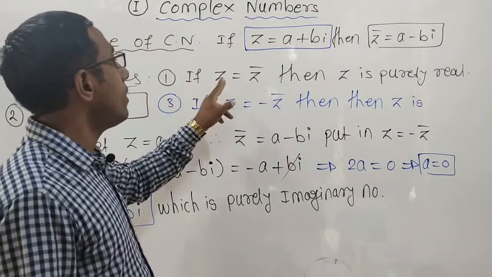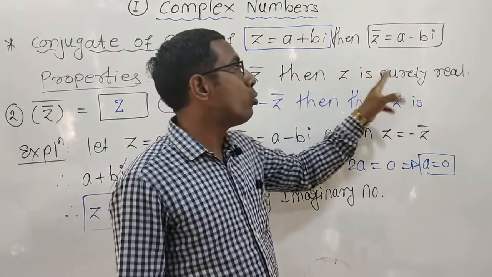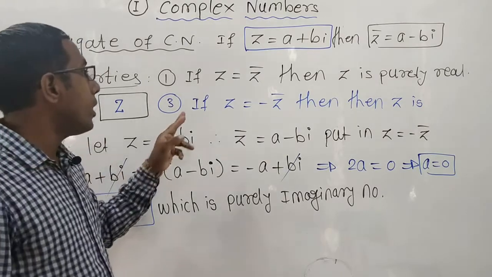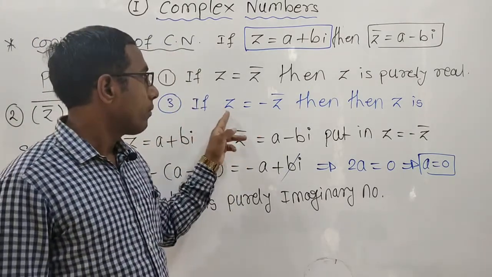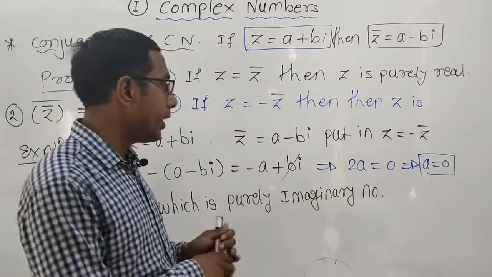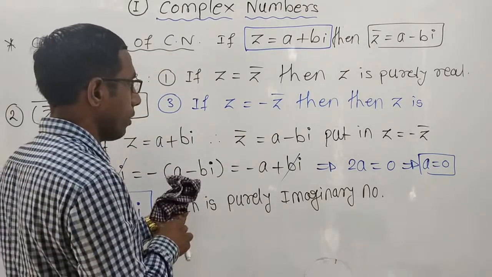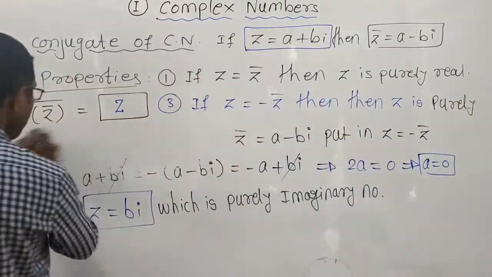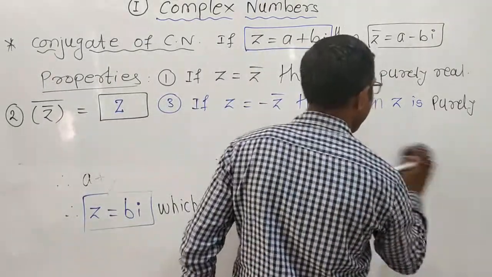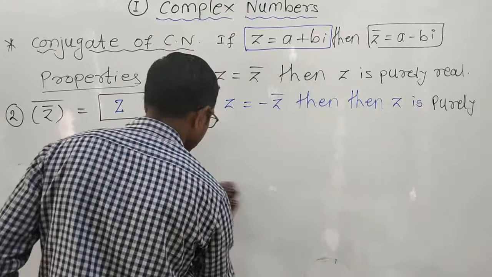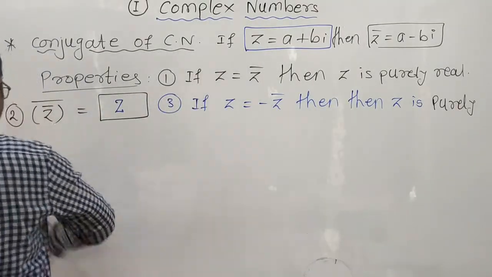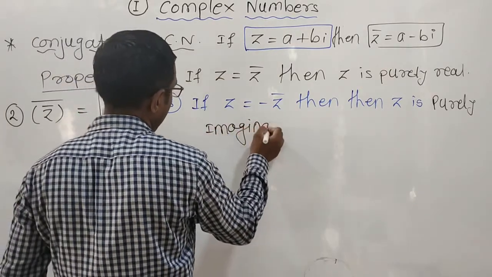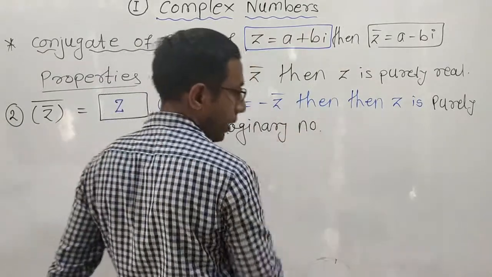If a number and its conjugate are equal, this is true for a purely real number. Conjugate of conjugate is the original number, and if a number is equal to negative of its conjugate, then z is a purely imaginary number. So write it fast.